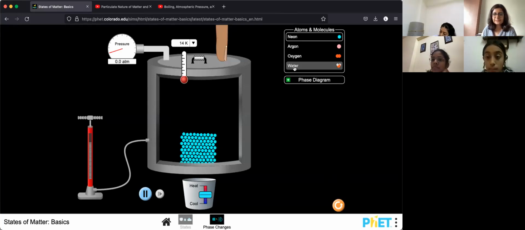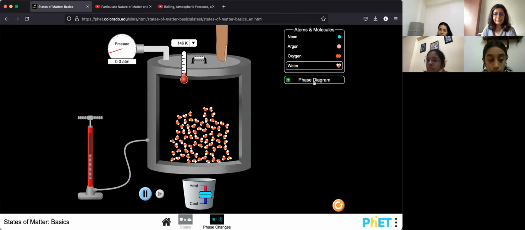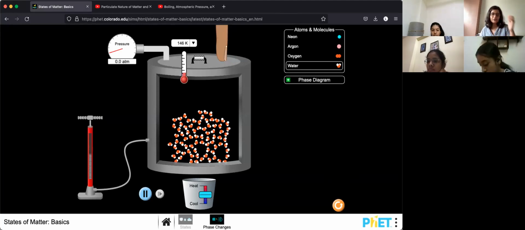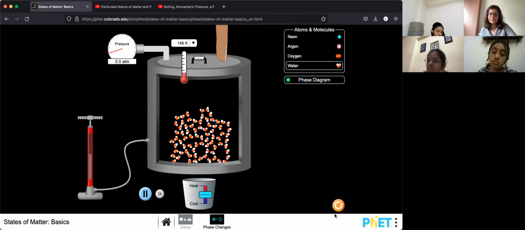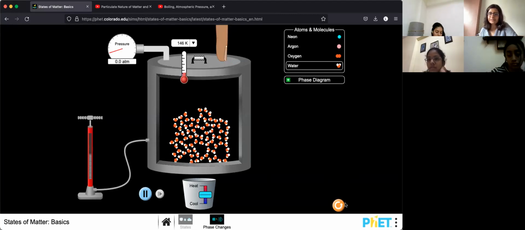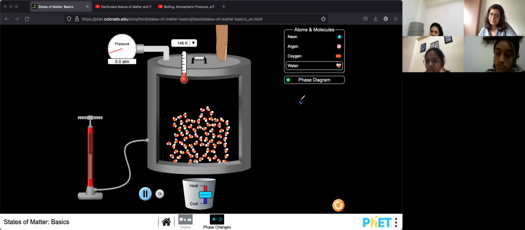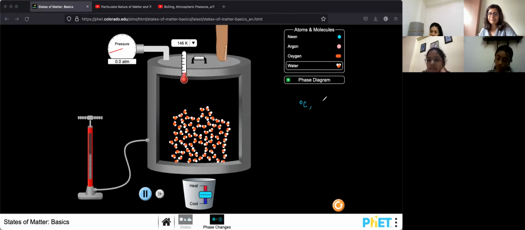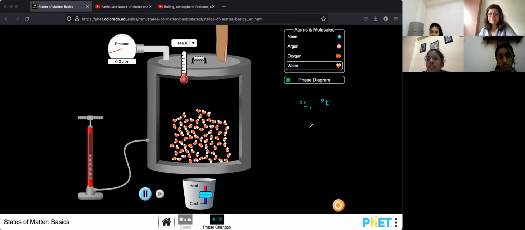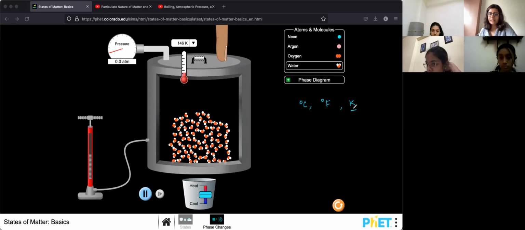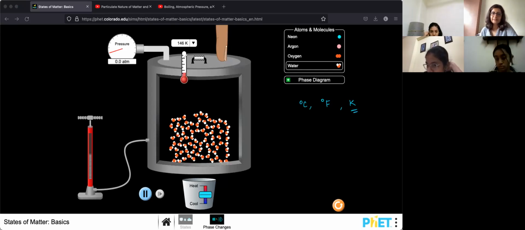Yes. So let's take water only. Okay, so right now the temperature is 146 Kelvin. Do you guys know the scales of temperature, the units of temperature? You have studied it before. What are the different units of temperature? Degree Celsius, degree Fahrenheit and Kelvin. Okay, so you guys are aware of Kelvin, right? And do you know what 146 Kelvin means?